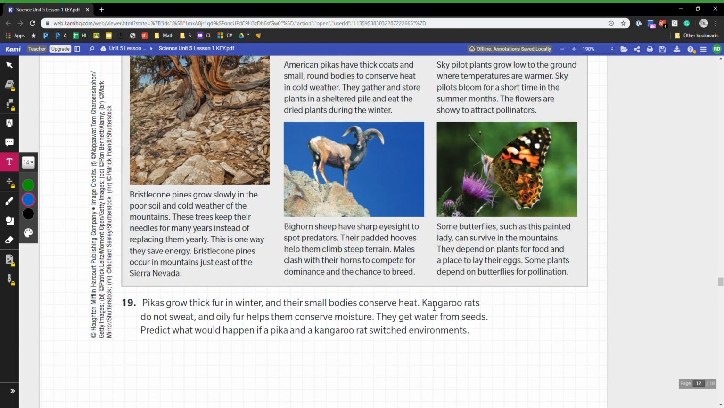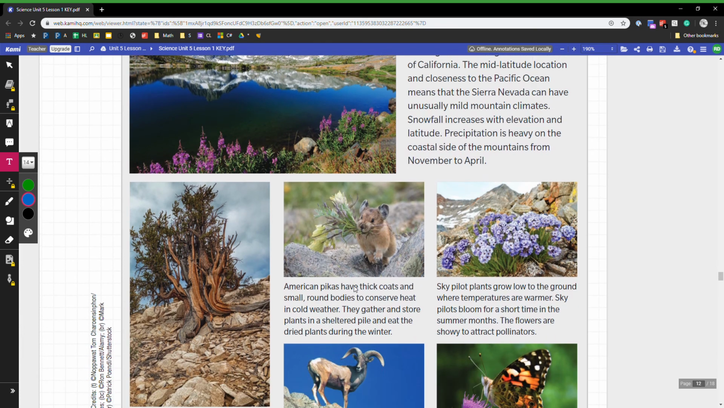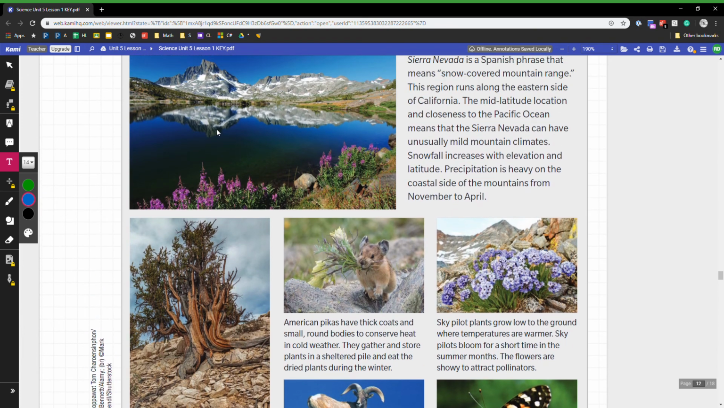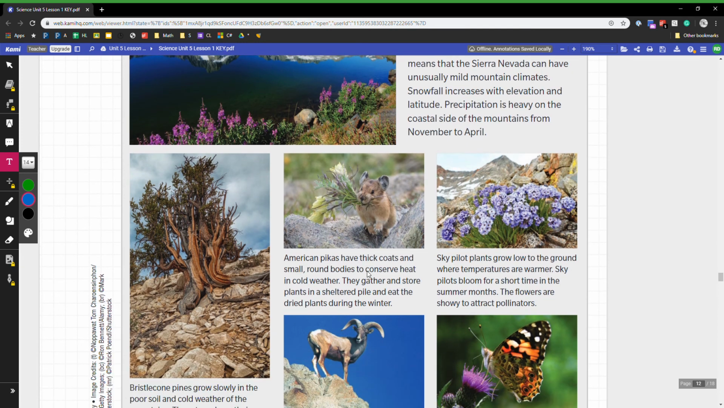What would happen if a pika and a kangaroo rat switched environments? So what we know about pikas is they live in this environment, right? And you look at the pictures of this environment, it's up high, there's water, there's snow up here, so it gets pretty cold, I would say, at certain times of the year. There's plant life, they're obviously eating those things. And it says that they gather and store plants in a sheltered pile and eat them during the winter. So they're gathering plants to eat.